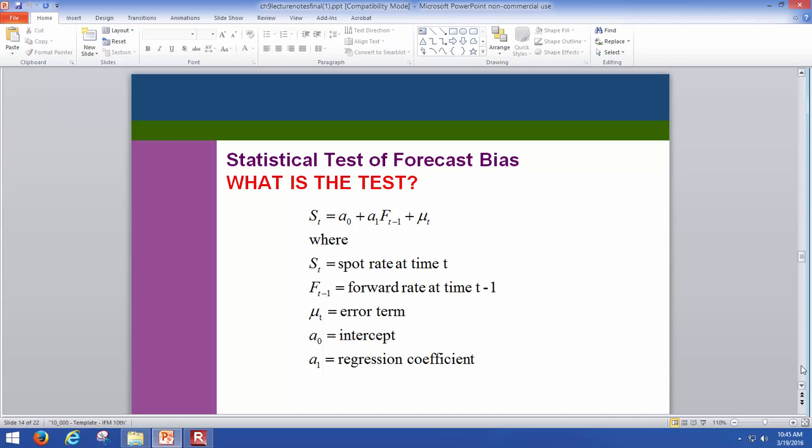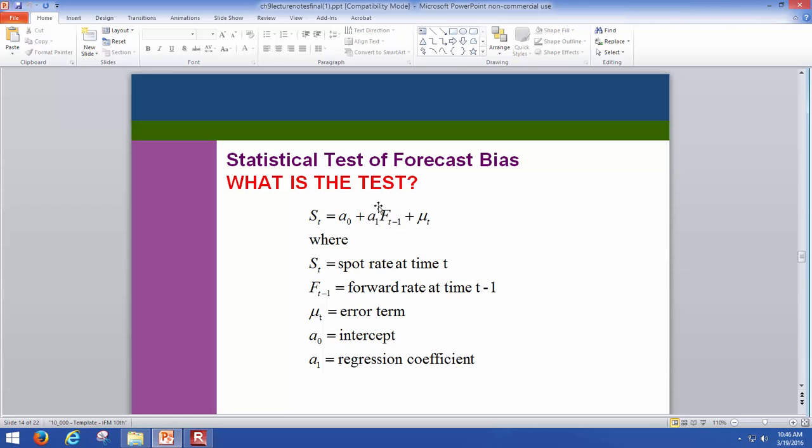So the regression we run is ST, that is the spot rate in April, is equal to A0 plus A1 times FT minus 1. So FT minus 1 is the forward rate in March, plus mu t, and mu t is an error term. So what we are saying here is that overall, when we run the regression, the error terms will cancel out. It becomes 0.